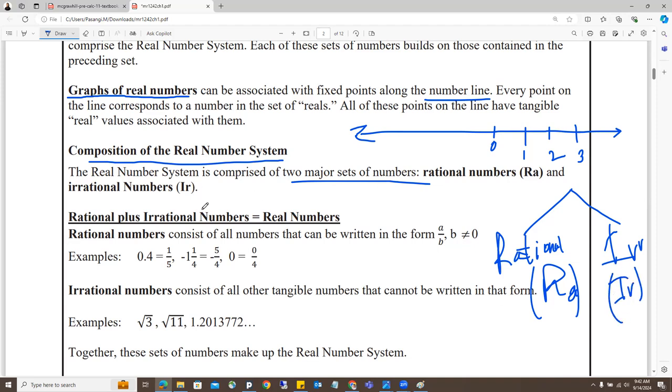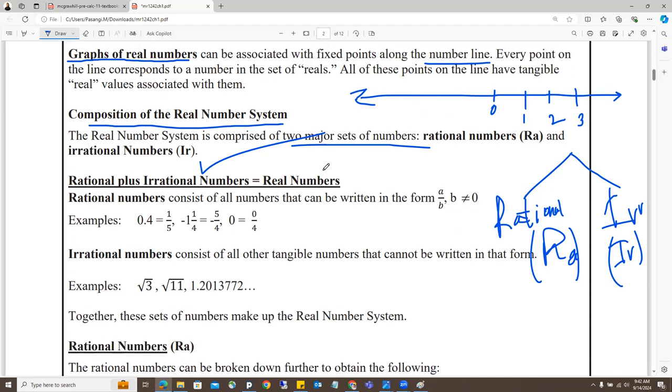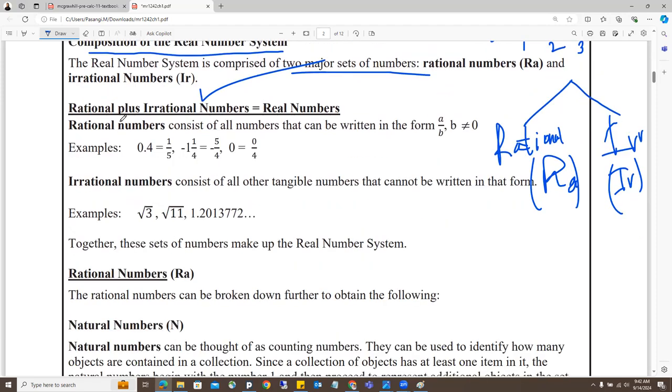Is it clear up to this point? Yes. Okay. Then we have rational plus irrational numbers. Actually, real numbers are the total of the entire two sets, the rational as well as the irrational numbers. When we take all these two categories together, we call them the real number set. So now we should know about the rational numbers and the irrational numbers.